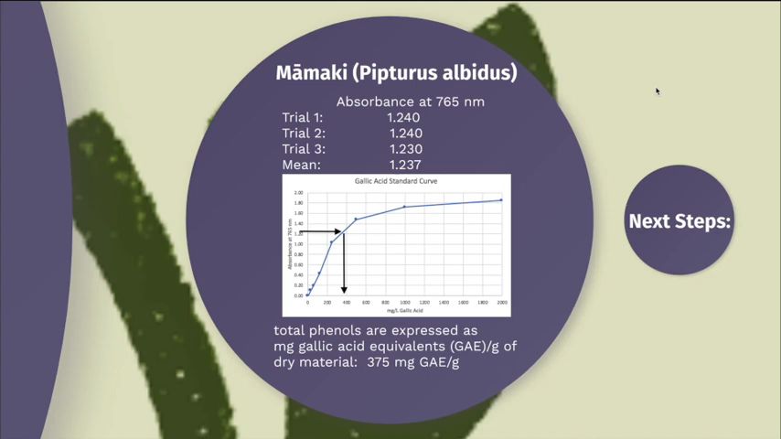As a means of comparison, some raspberry varieties have been shown to have values higher than 2,600 milligrams of gallic acid activity equivalents per gram.